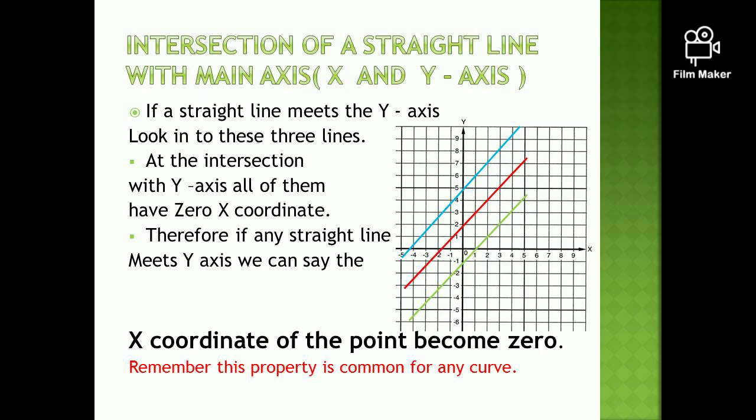This is not only common for a straight line. Whatever the curve, this property is common. If any straight line or a curve meets the y-axis, we can simply say the x coordinate becomes 0 at that specific point.